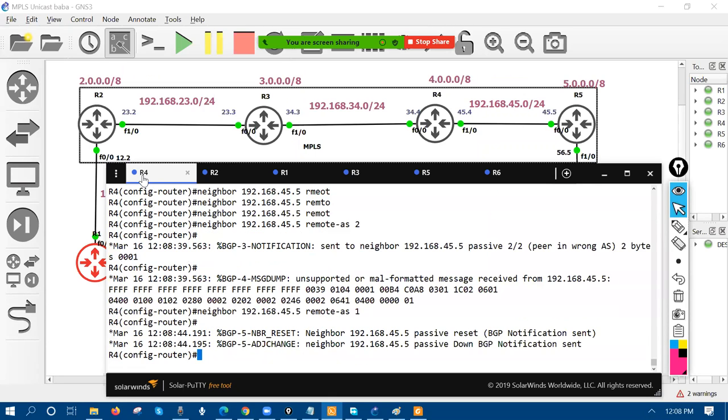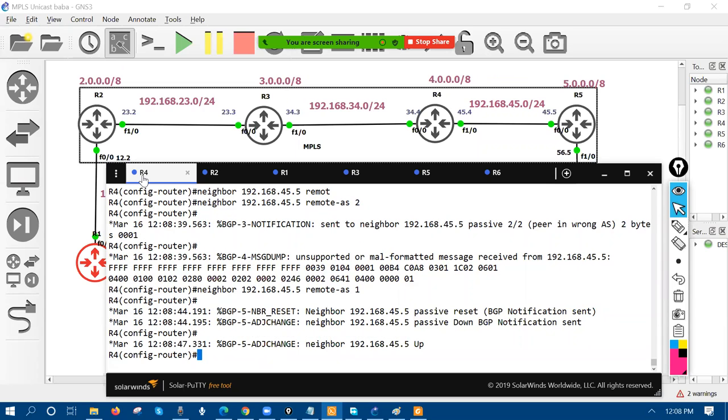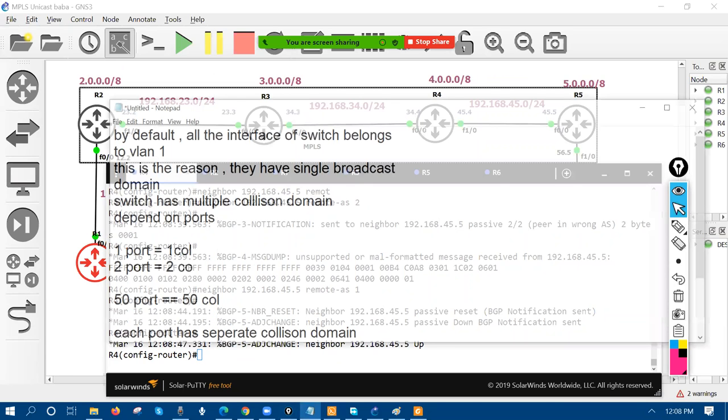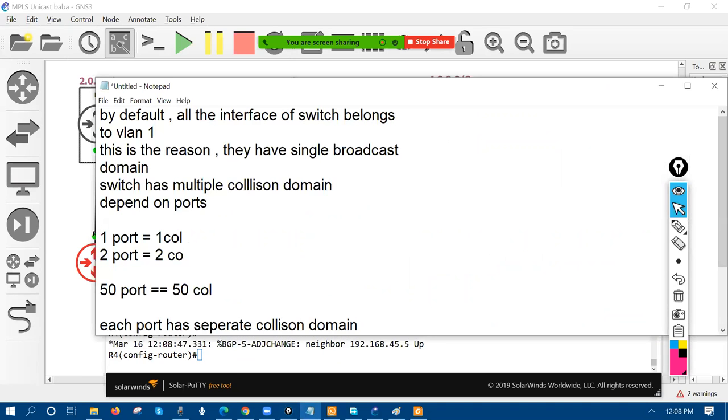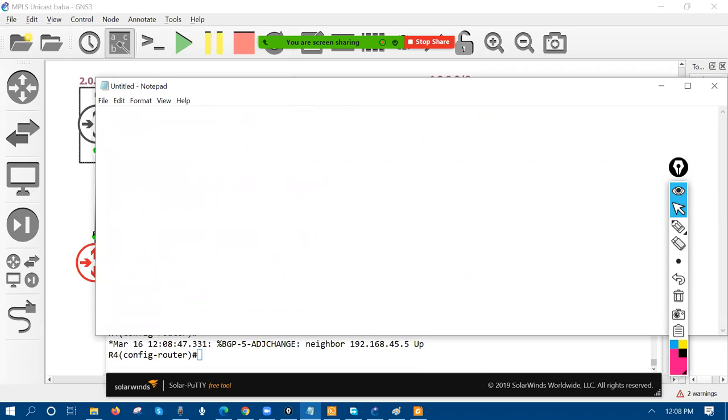LDP never assigned the label to the BGP prefix. It only assigned the label to the IGP prefix. I'll show you this part in the VPN, but let's see this working in the unicast or not. LDP only assigns labels to IGP prefixes, not to BGP.